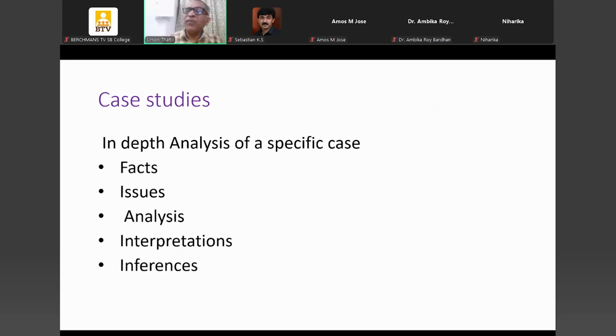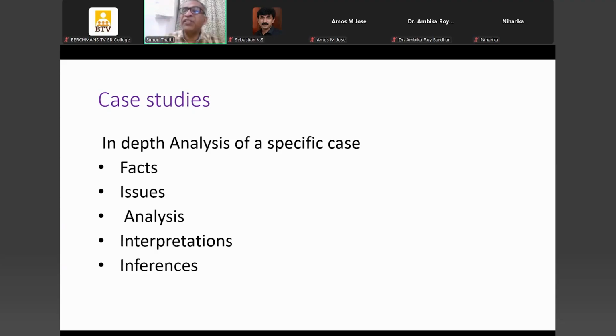Then you also have something which is case studies. Case studies is another design which we can follow in our general research formats that we have. Case study is actually an in-depth analysis of a specific case.